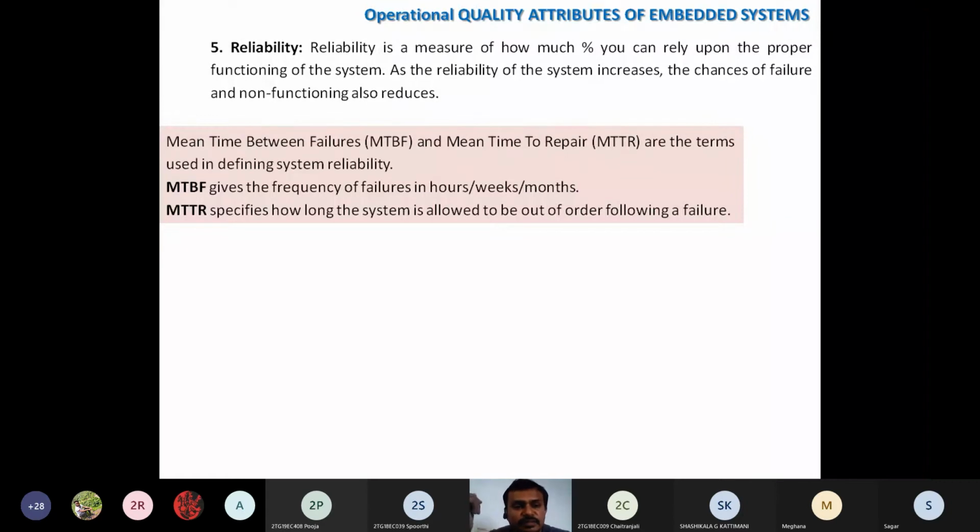Then comes the repair condition. It specifies how long the system is allowed to be out of order following a failure. Once I repair it, if it fails again, once again I am going to repair it. So how long is the system allowed to be out of order? That is known as mean time to repair.